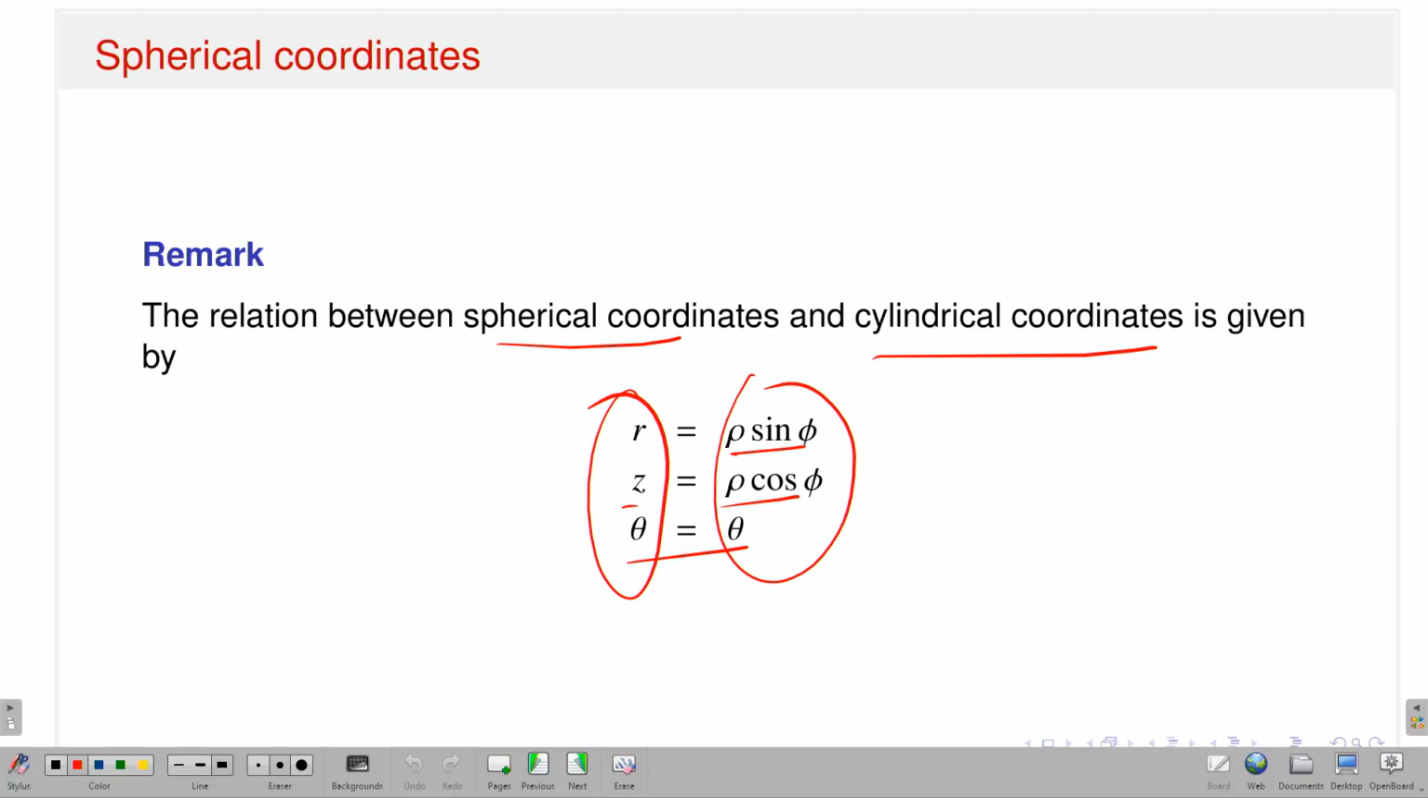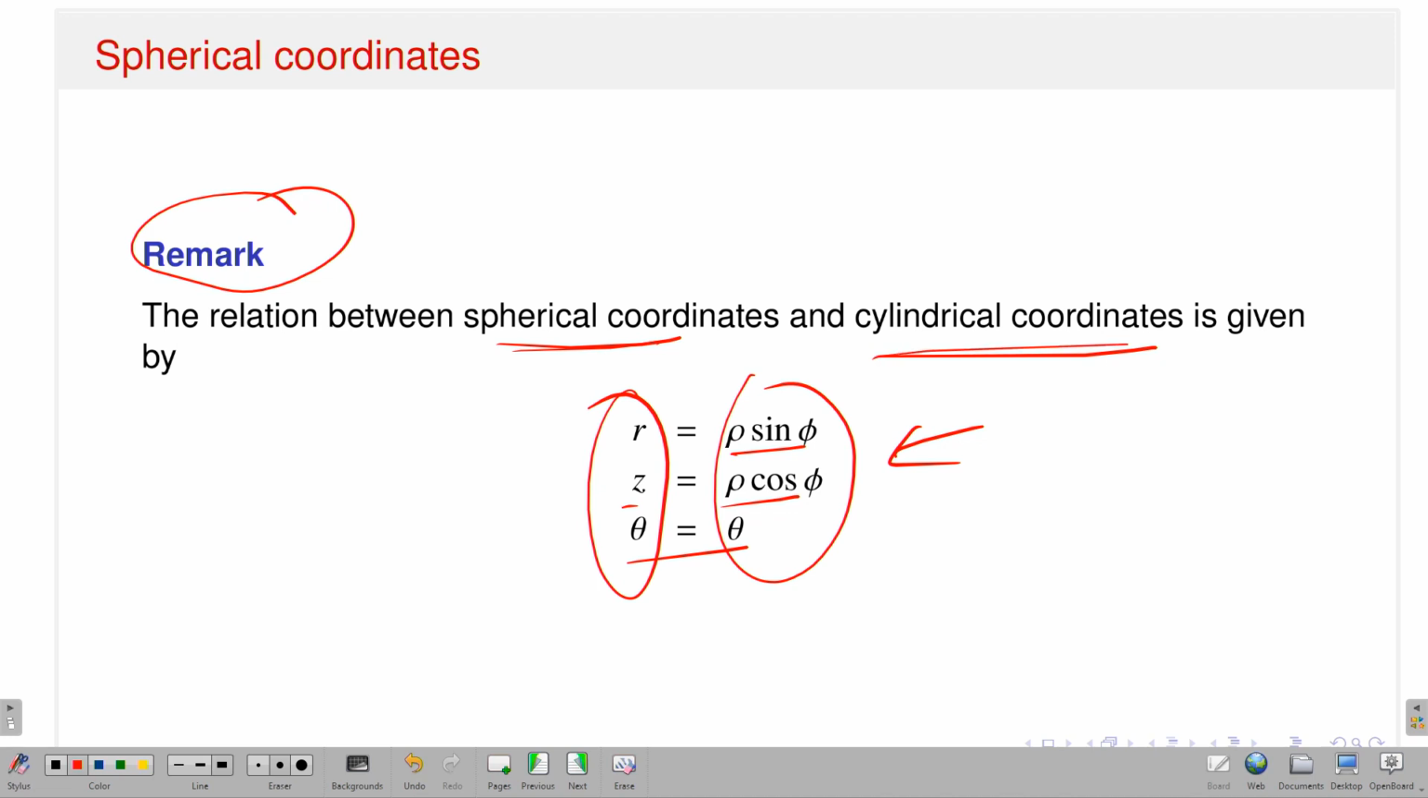But this is also true: if I have something given in the spherical or cylindrical coordinate system, then you can also change the coordinate system. That means something given in spherical can be changed to cylindrical, and something given in cylindrical can be changed to spherical, and this is the relation. That is what I am putting as a remark. Okay. So, the relations between the spherical and cylindrical coordinate systems.